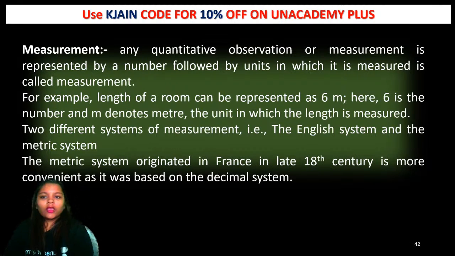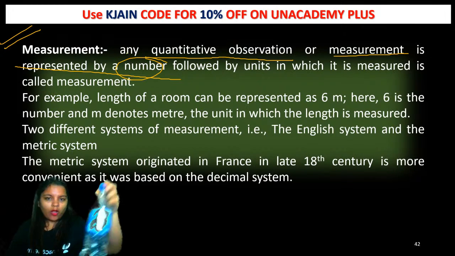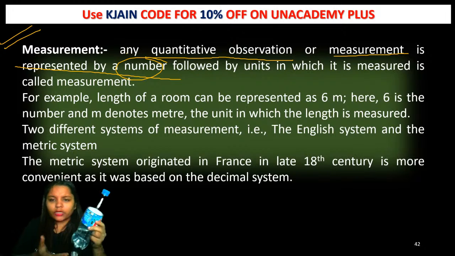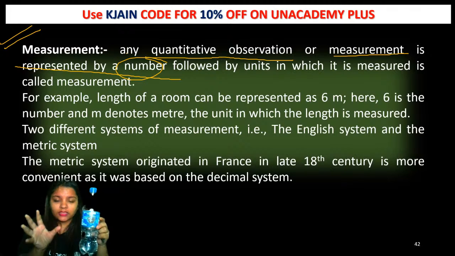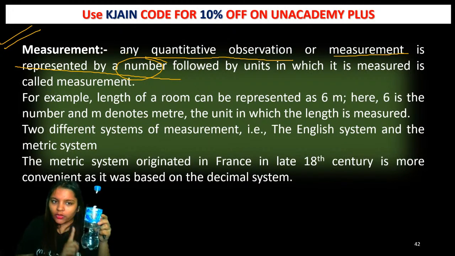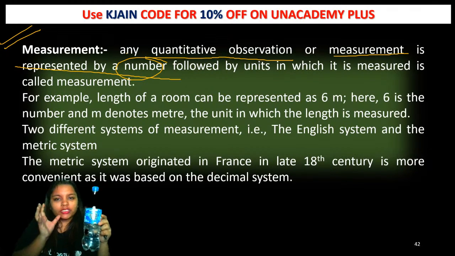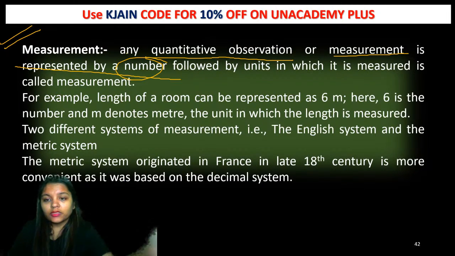Okay, so let's talk about measurement in detail. Measurement is nothing but a quantitative observation, represented by a number. I am measuring the volume of the water in this bottle. It must be like 50 or 100 ml. So there is a number, 100, and ml is the unit in which I measure the volume of that liquid. There is a number and a unit, which tell you how much water is present in this bottle. This is called a measurement.